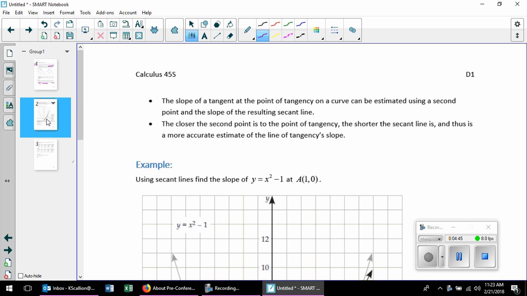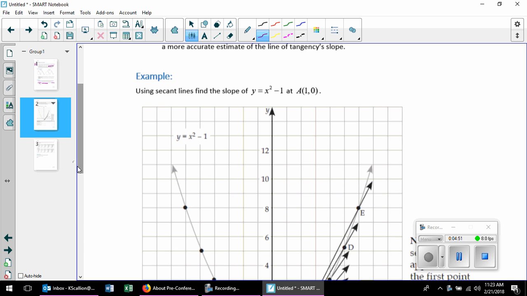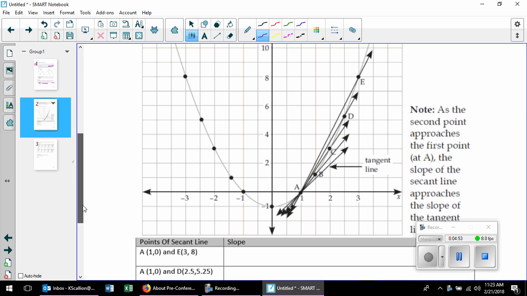Okay, the slope of a tangent at the point of tangency. Holy hell. So the line is called a tangent. The point of tangency is where it touches the circle. The slope of the tangent can be estimated using a second point and the slope of the resulting secant line. All right, you with me so far here?